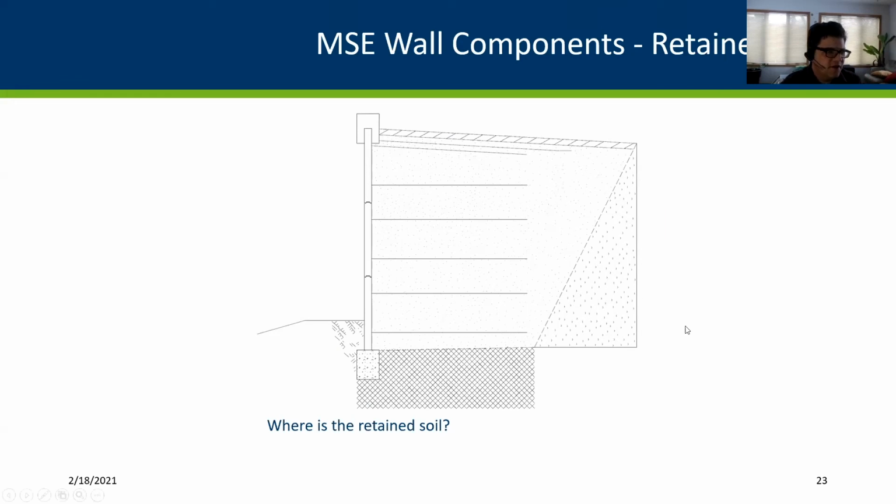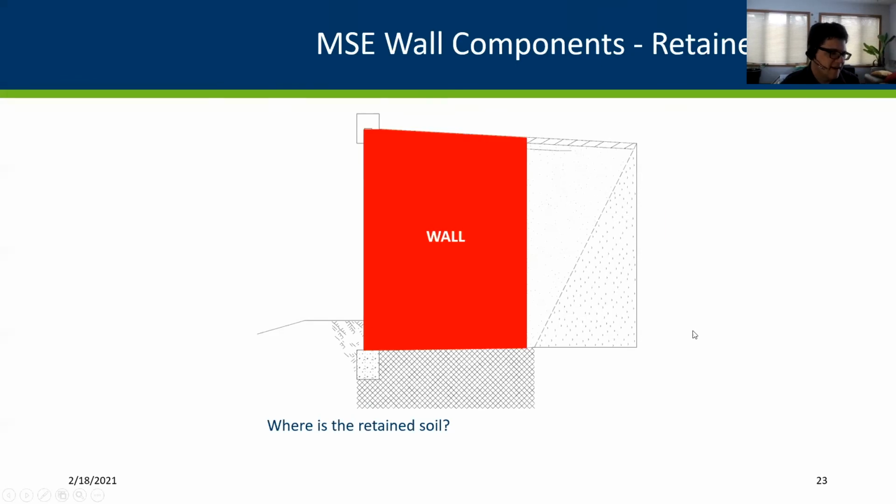So with these walls, it's a little different from what we saw with our CIP walls. So the mass is the entire reinforced soil zone. That's your wall right there. It's not the thin panels in front. It's not really the leveling pad. It's the reinforced soil mass. So this is your wall. And then everything behind that is your retained soil. So this soil is trying to push over this wall mass.